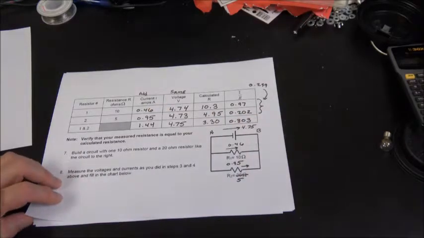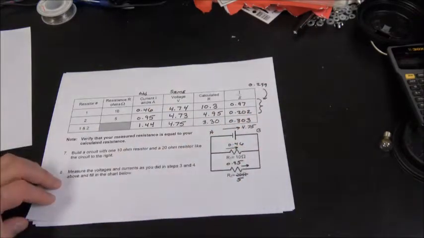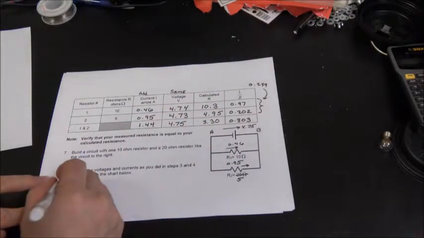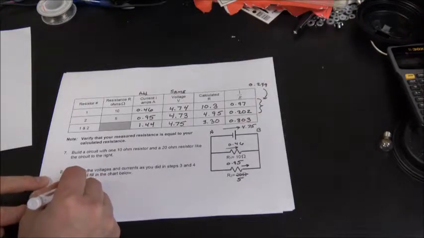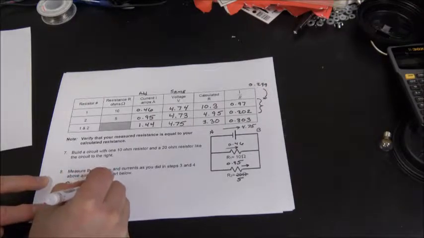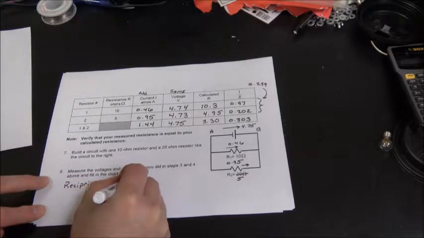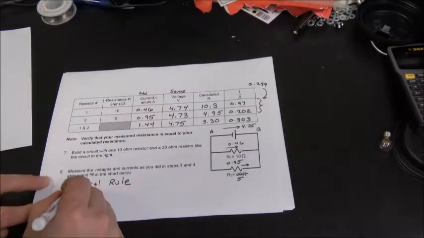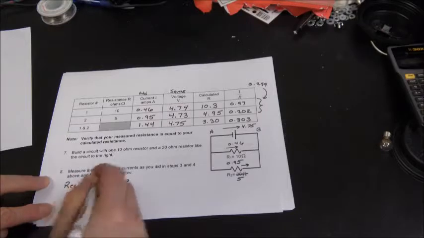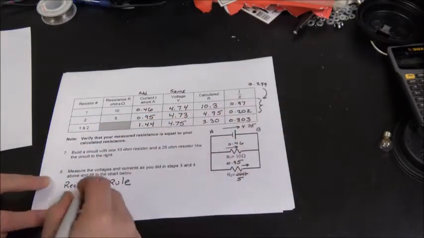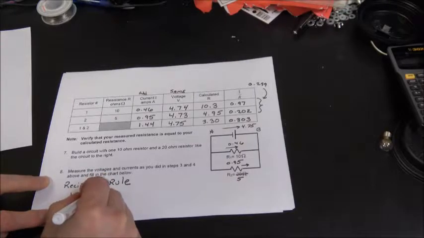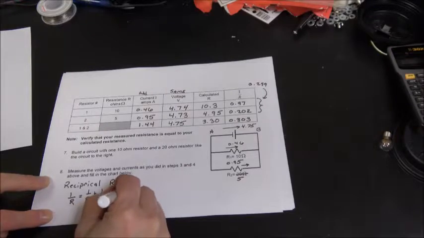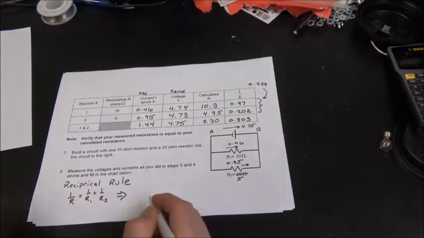So that brings us to how do we actually add up resistors in parallel? In parallel circuits, we use what's called the reciprocal rule. So let's add up these two resistors using the reciprocal rule. 1 over R total is going to equal 1 over R1 plus 1 over R2. So let's solve that. What do we end up with?